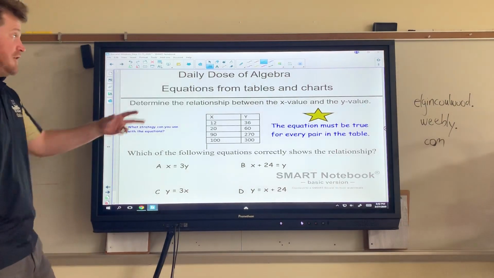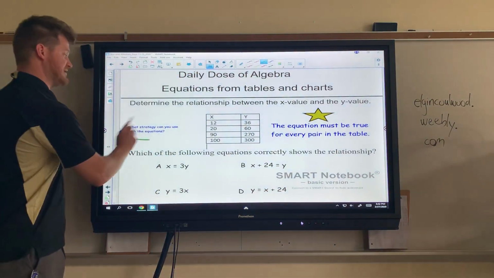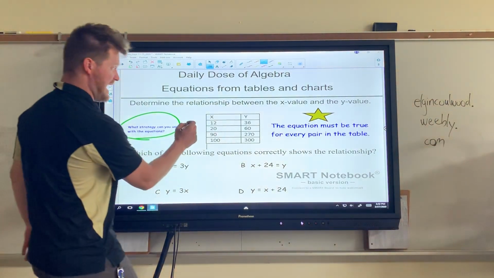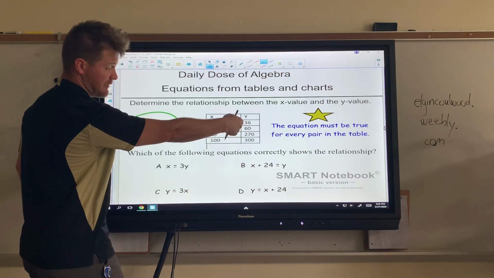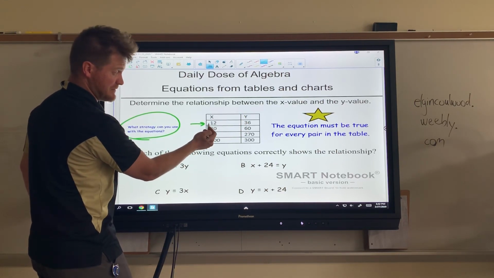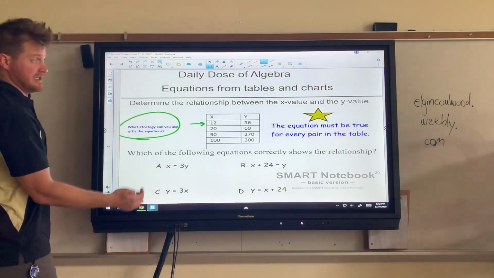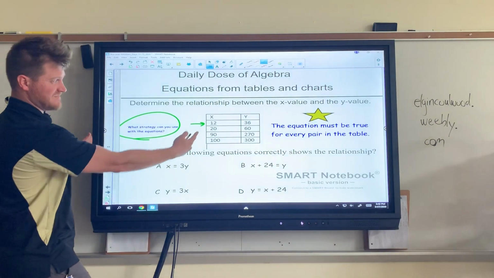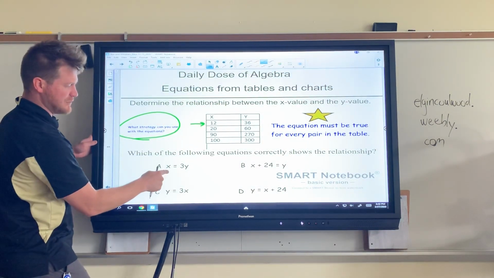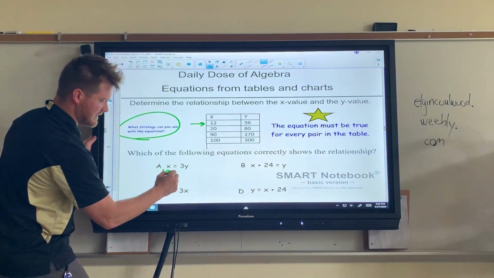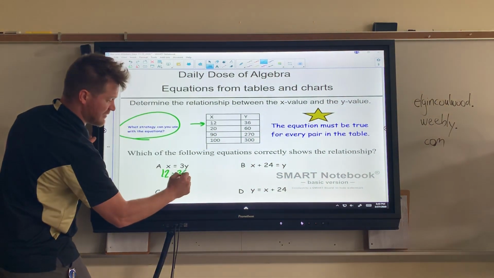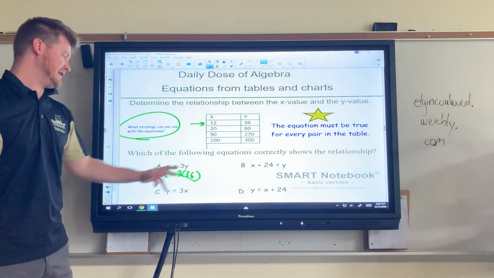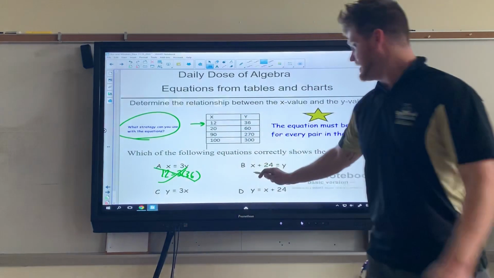Now, if you don't like that way, another strategy is to just plug in our values. We have x values on our left, y values on our right. We can plug in 12 whenever we see an x, and plug in 36 whenever we see a y. So for A, let's use that top row. x equals 3y. So x is 12 equals 3 times y, so 3 times 36. Well, is 3 times 36 equal to 12? Absolutely not. Too much.